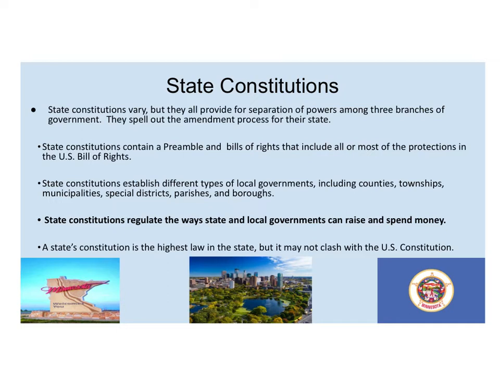State constitutions vary, but they all provide for separation of powers among three branches of government. They spell out the amendment process for their state. State constitutions contain a preamble and Bill of Rights that include all or most of the protections in the U.S. Bill of Rights.